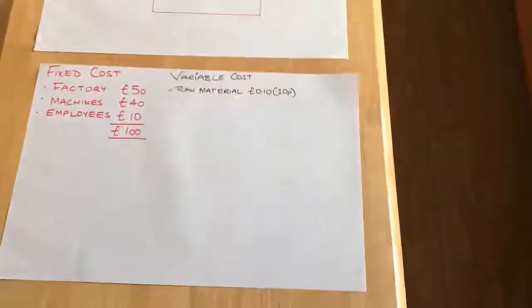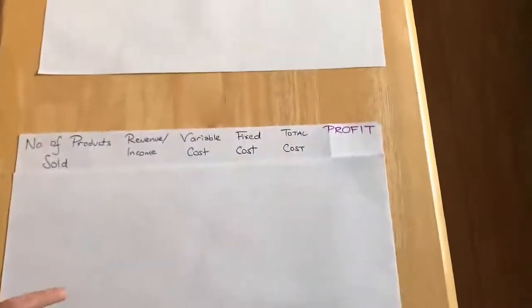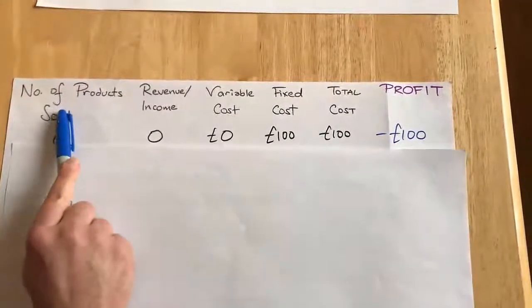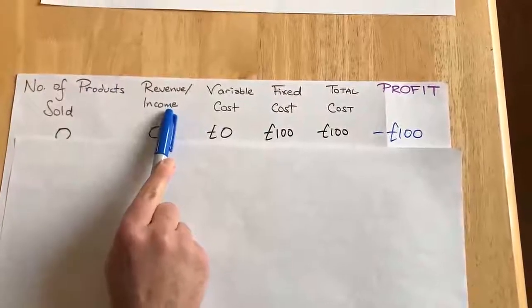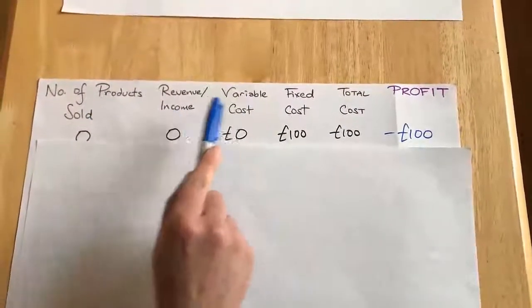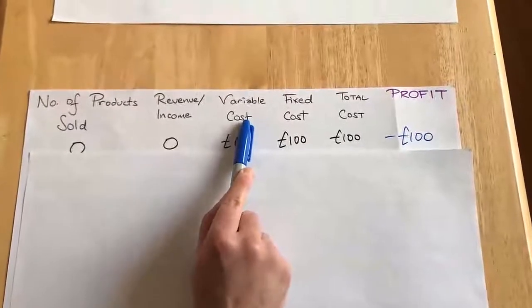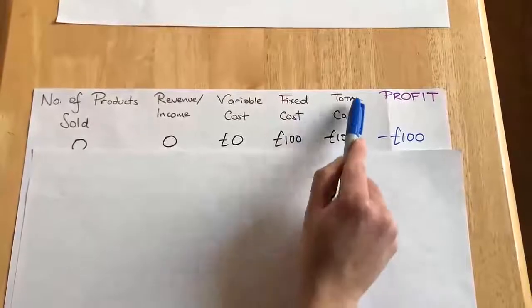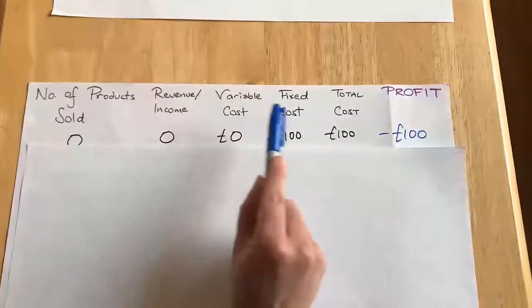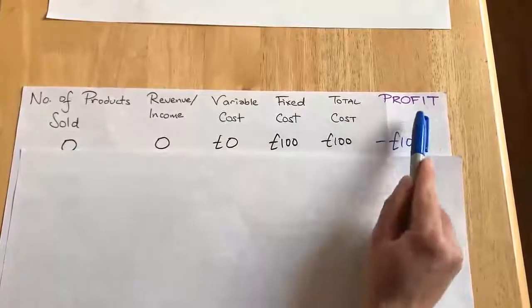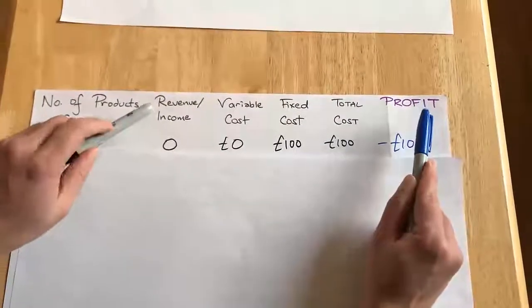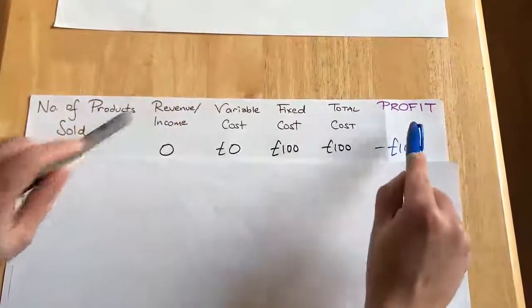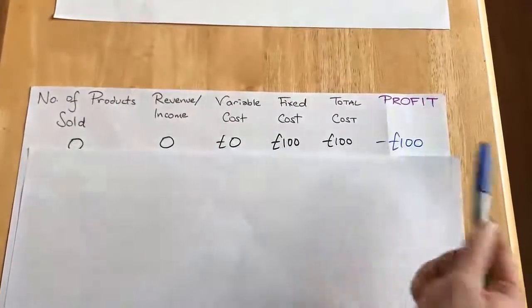So now let's work out when we begin to make a profit. So we've got number of products sold, revenue, income, so when we sell the product, how much money we make, variable cost, which is the raw material, fixed cost, which is your machine, factories and employees, and then total cost is variable cost plus fixed cost. And then profit we work out, so we take revenue and we deduct it from the total cost. Whatever's left over is a profit, or in this case a loss.